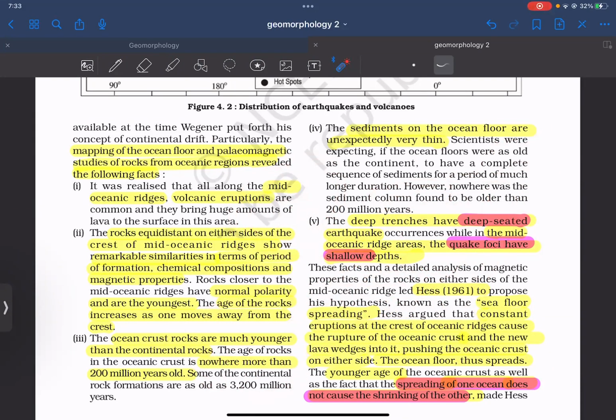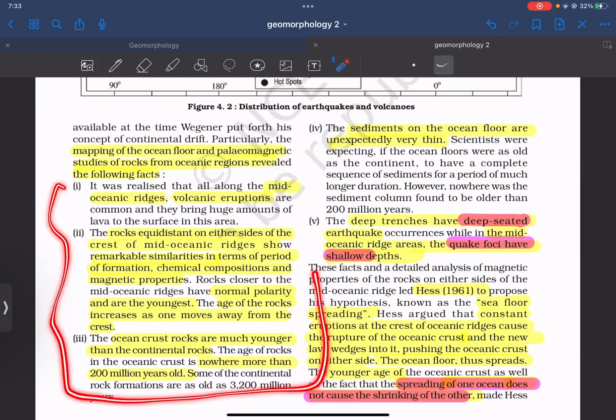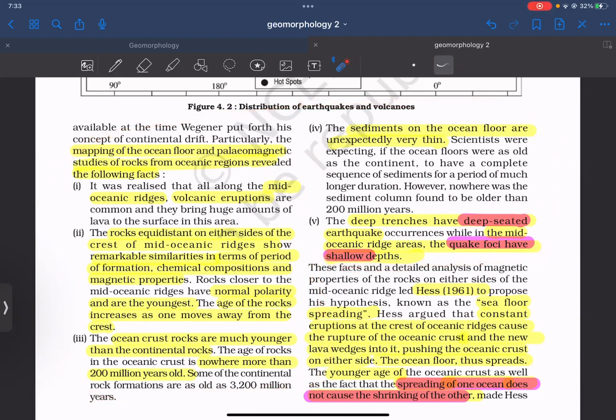So along the mid-oceanic ridges, we found quake foci have shallow depths. That means the depth of the foci was shallow. And along the deep trenches, we found deep-seated earthquakes. Keep this in mind. All right. So ultimately, these were the discoveries. Now scientists wanted to explore the reasons behind them.